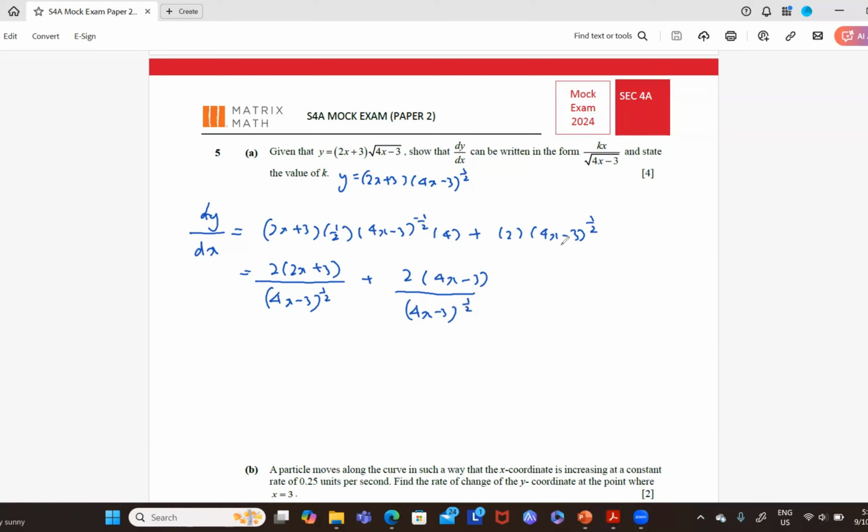The way you see this is you can just multiply top and bottom by (4x minus 3) to the power of half. Okay, so when you do that, the numerator becomes 4x minus 3. Now we can just merge this into one singular fraction. So this is 4x plus 6 plus 8x minus 6 over square root of 4x minus 3. So this equals 12x over square root of 4x minus 3. State the value of k. k equals 12.